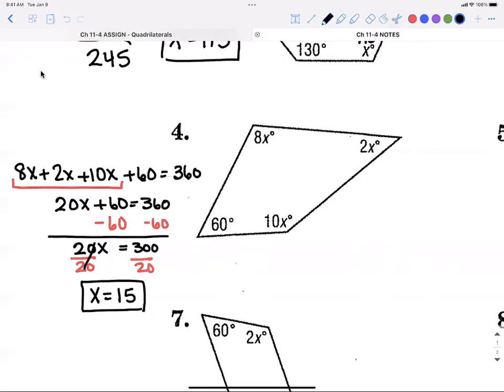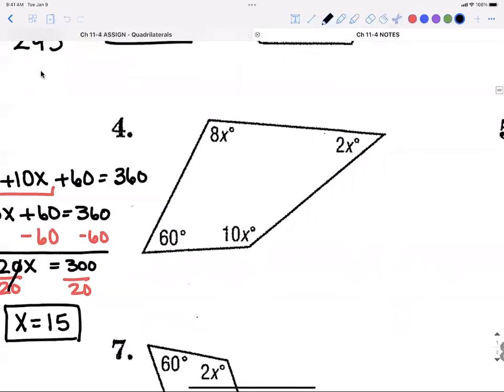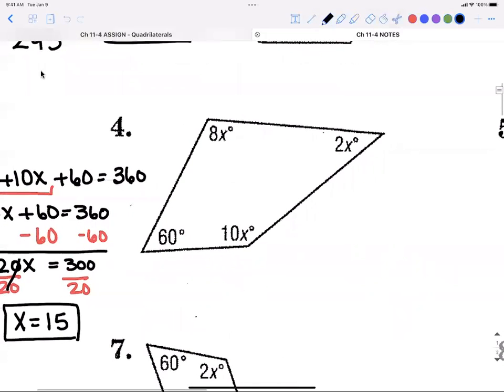The next step is I'm going to go over to my actual quadrilateral here. With the knowledge that x equals 15, I'm going to solve the equation in each corner, or each angle. So I know that this angle is 8 times x, and I now know that x equals 15.